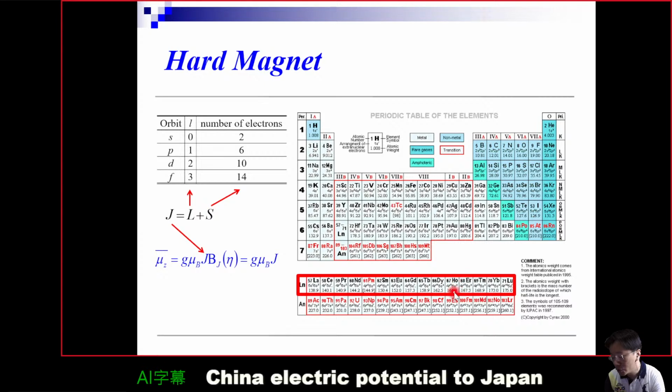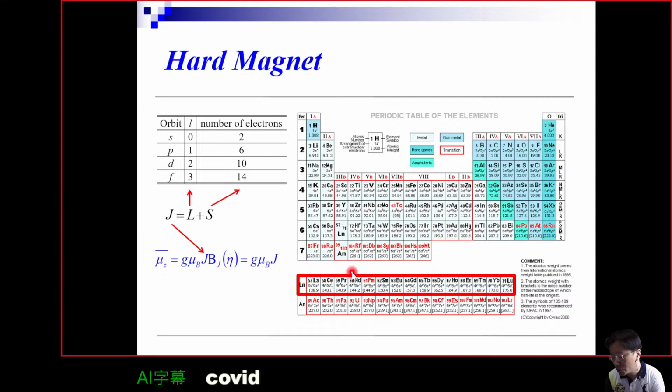So that would make the Japanese very nervous because they could not obtain the rare earth elements, so they could not make very powerful motors for their vehicles or for the motor industry. That's because the ideal element to make a strong hard magnet needs to have a large J, and the large J that we can apply in industry or in our practical life is the rare earth elements.